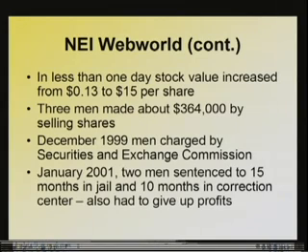But they were caught, and in December '99, they were charged by the SEC and later sentenced to some time in jail, and they had to give up all their profits.